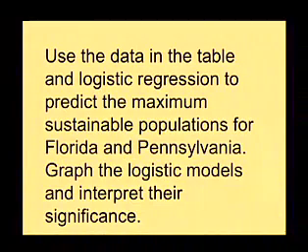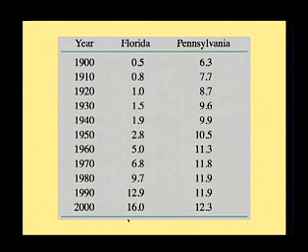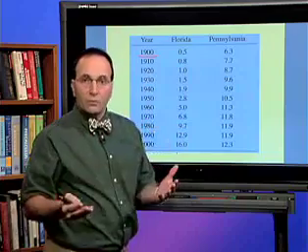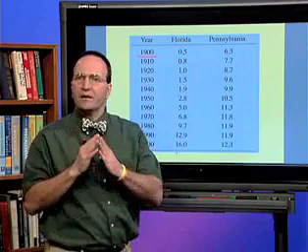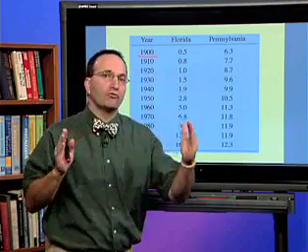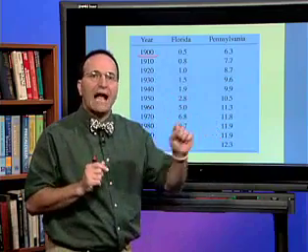Use the data in the table and logistic regression to predict the maximum sustainable populations for Florida and Pennsylvania. Graph the logistic models and interpret their significance. Here's the table, and one of the things that I want to point out in this table is that the year starts as 1900, but what we're going to do is we have to pick a year that we will start with that's year 0. And when you do this, you want to think about picking a year such that when you go to the grapher, you can get the entire graph in there.